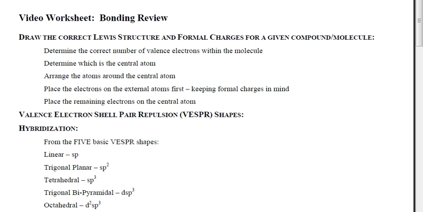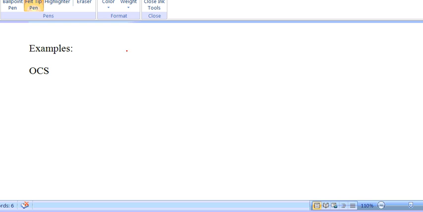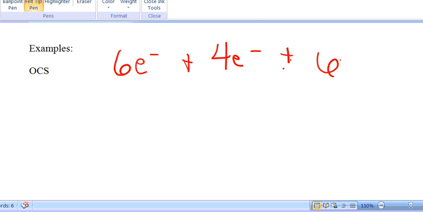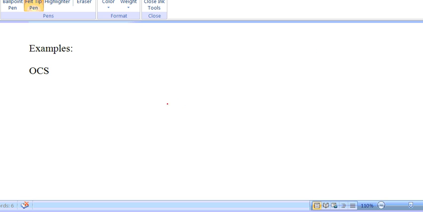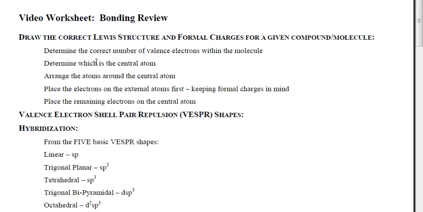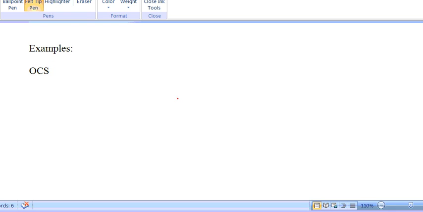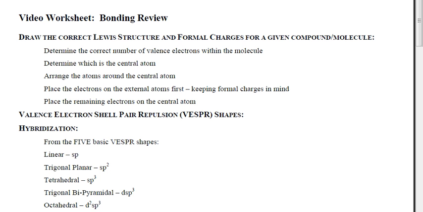Determine the correct number of valence electrons. Well, we know that oxygen is in group 6A, so it's going to have 6 electrons. Carbon is in group 4A, so it has 4 electrons. And the sulfur is in group 6A as well, so it'll have 6 electrons for a grand total of 16 electrons. So we know that there's going to be 16 electrons in this structure. The next thing that we need to look at is determine which is the central atom. Well, we have carbon. Carbon's going in the middle.